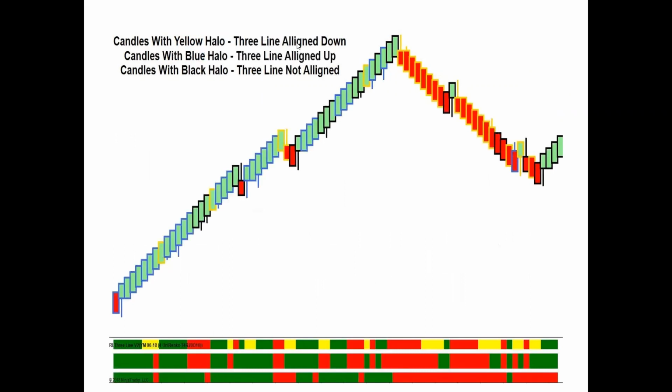Now, you'll notice right here that the candle halo, I made it yellow or gold. That's when the three line is aligned to the downside. When it's blue, it's aligned to the upside. And when it's black, there's no alignment at all. So if you look here, you can see on this down candle, we have an up three line. And that's your cue on the first up pivot. You're going to take this trade long.